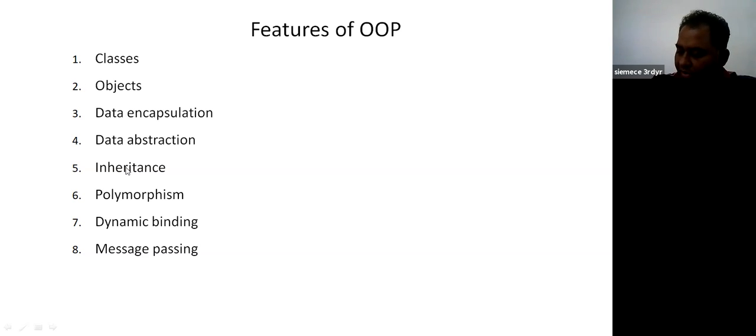Next is polymorphism. Polymorphism means an ability to make or to take more than one form. What is the meaning of polymorphism? It's an ability to take more than one form. As I told you all, there may be three or four functions which will do this addition. But how are we going to differentiate?